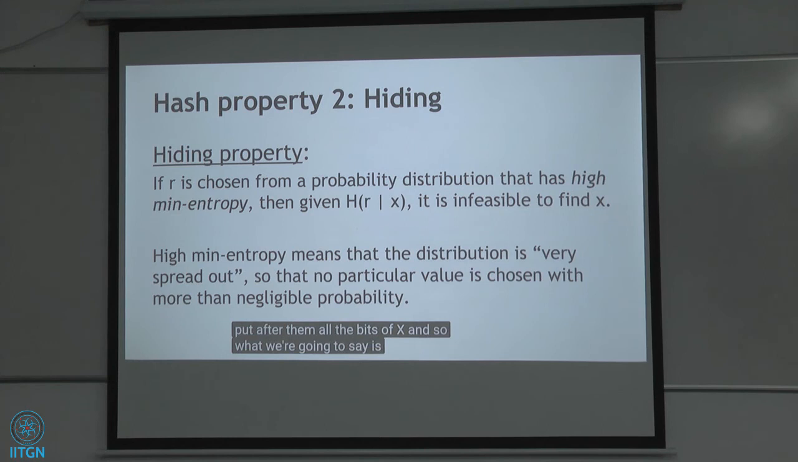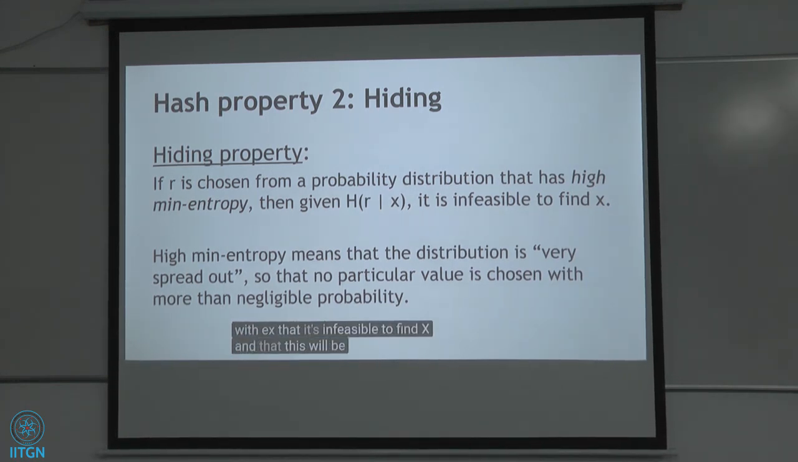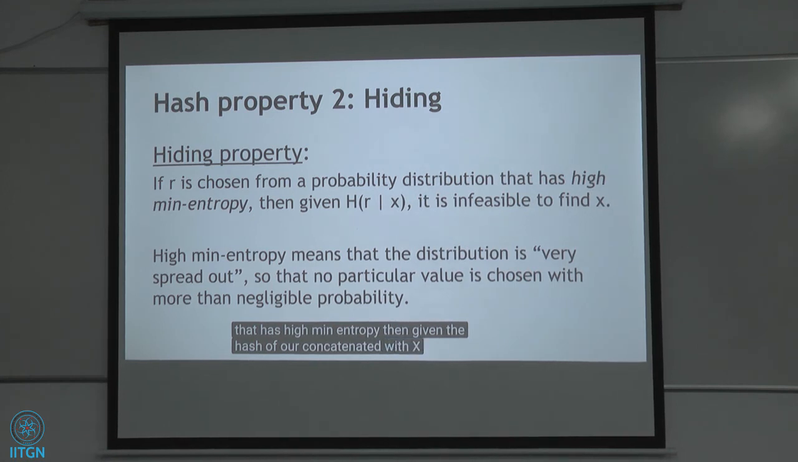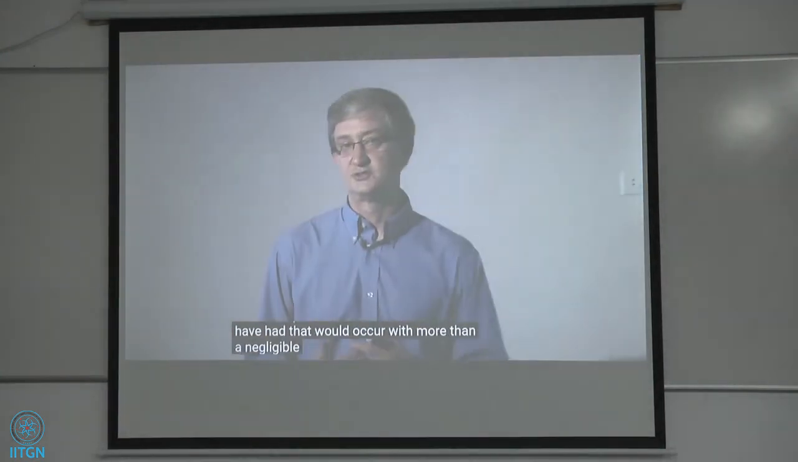And so what we're going to say is, given the hash of r together with x, that it's infeasible to find x, and that this will be true in the formally stated property that if r is a random value chosen from a distribution that has high min entropy, then given the hash of r concatenated with x, it's infeasible to find x. And what does high min entropy mean? Well, it captures this intuitive idea that r is chosen from a distribution that's really spread out. And what that means specifically is that there's no particular value that r could have had that would occur with more than a negligible probability.